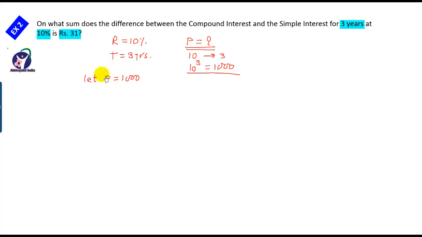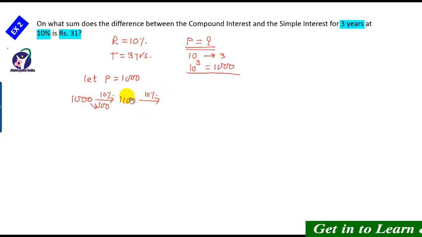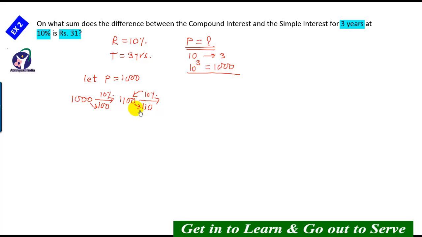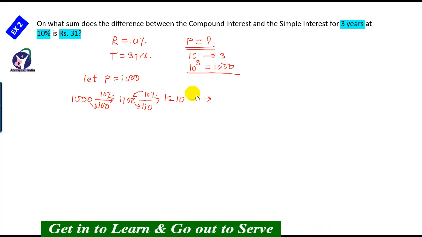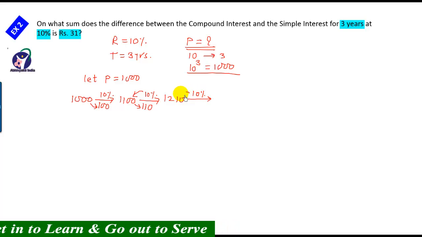So P is 1000. So for rupees 1000, for the first year, at the 10% rate, the interest will be 100 rupees, and so the total amount will be 1000 plus 100, that is 1100. In the second year, again the 10% interest will be given on the amount 1100, because we are calculating the compound interest, and so it will be 110. 10% of 1100 will be 110, so the total will be 1210.